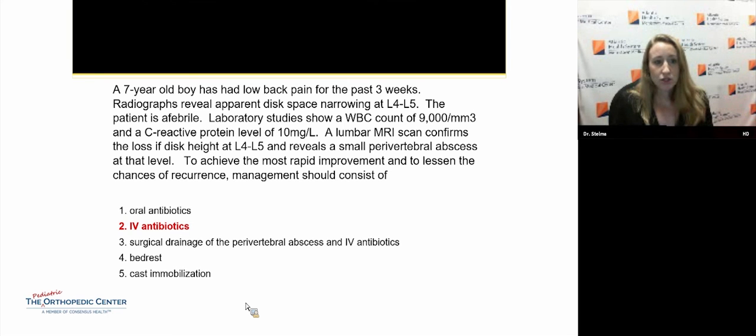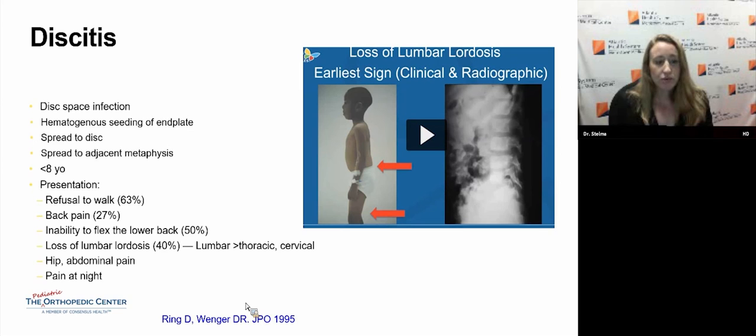IV antibiotics. So this is an example of discitis. It's an infection in the disc space. It usually comes from a hematogenous seeding of the end plate, so it spreads to the disc, and it can also spread out to the adjacent metaphysis. In children less than 8, there are more of those contiguous blood vessels spanning the vertebral body and the disc. Similar idea to that of the less than 1-year-old child, and thinking about the long bones, that's why they're more at risk for the development of discitis, spread from osteomyelitis of the spine.